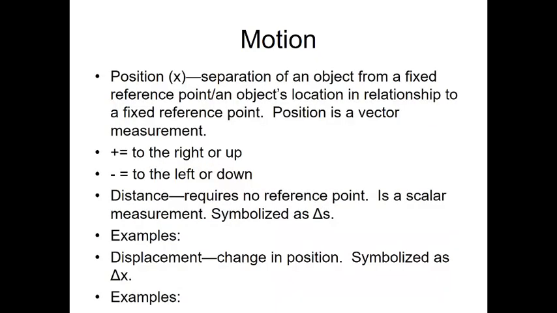Another term that we need to talk about is position. We will see it notated oftentimes as an X. It's the separation of an object from a fixed reference point. In physics, you have to set what's called your frame of reference. You have to set where your zero is. So the position is the separation from that zero point. It's a vector measurement. So we'll indicate position with either a plus for to the right or up, or a negative for to the left or down.